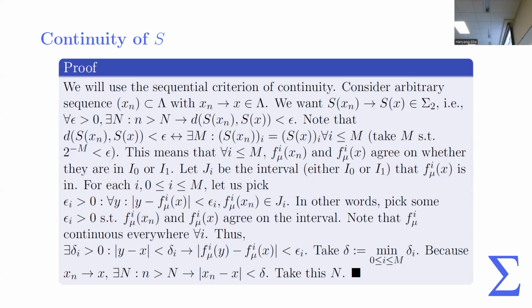Quick question. Why is it always possible to pick some epsilon_i such that f^i of x_n and f^i of x agree? Oh, because f^i is continuous? Why is it always possible to select this epsilon? Is it because f raised to i is continuous?